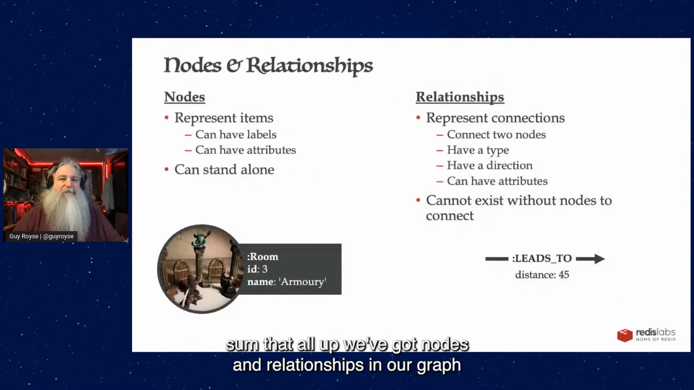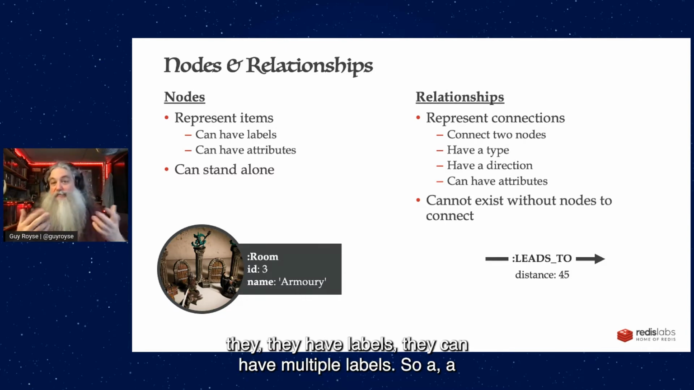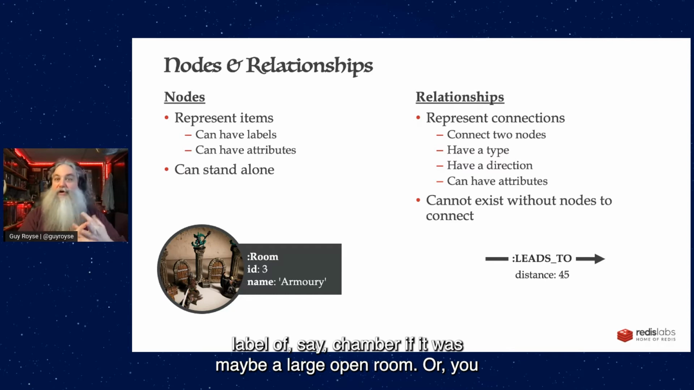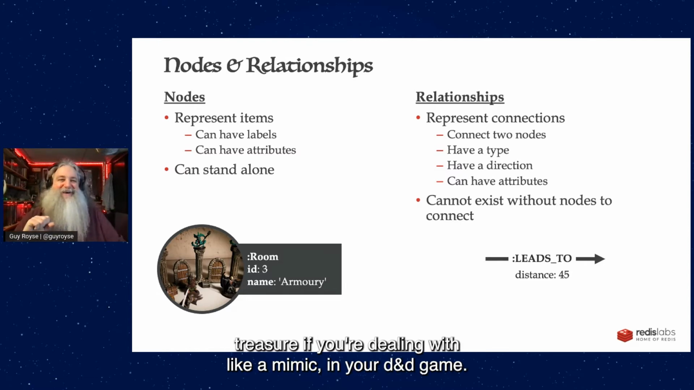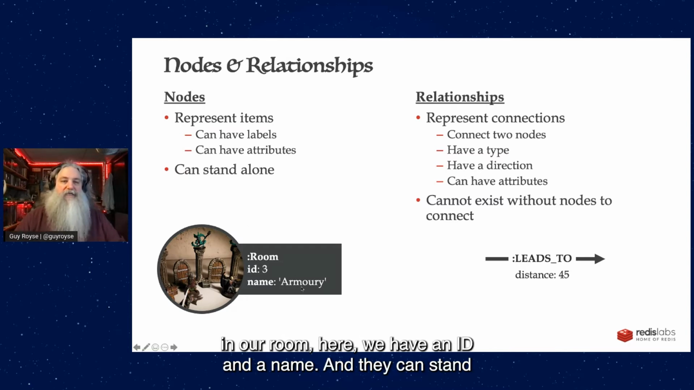To sort of sum that all up, we've got nodes and relationships in our graph database. The nodes tend to represent nouns. They are items. They have labels. They can have multiple labels. So a node could have a label of room, and could also have a label of, say, chamber, if it was maybe a large open room. Or you might have something that is both a monster and a treasure if you're dealing with like a mimic in your D&D game. And those nodes, in addition to labels, can have attributes, which are just properties about that node. So in our room here, we have an ID and a name.